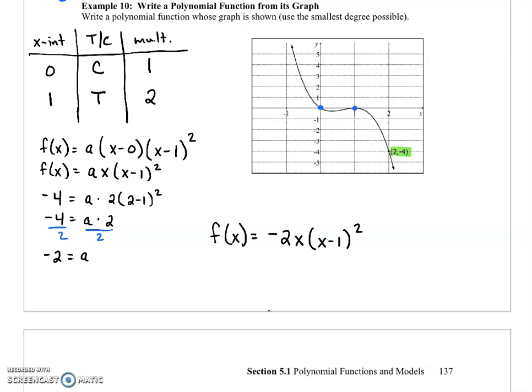In the next video, which will be the last one for section 5.1, we will essentially do the same things here, but we'll be graphing instead. So they're going to give us an equation, and we're going to create the graph.